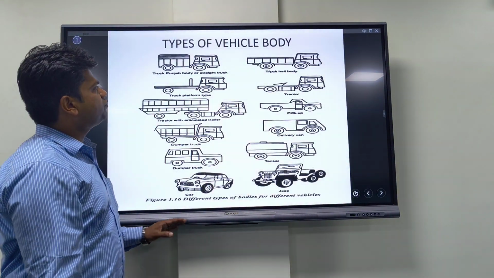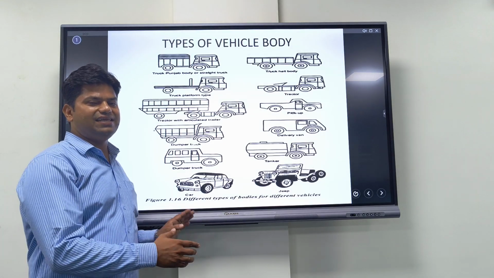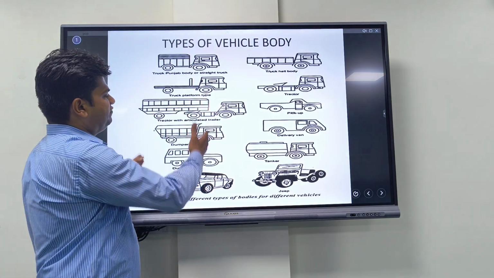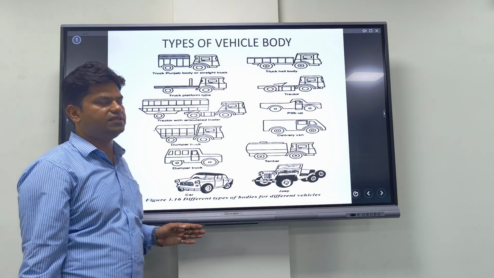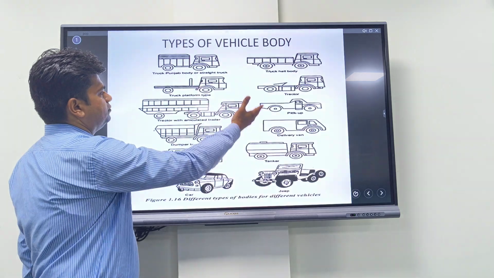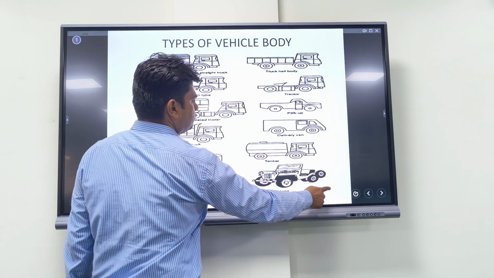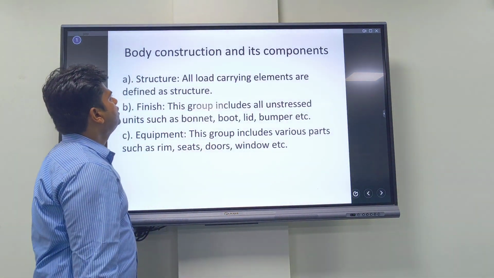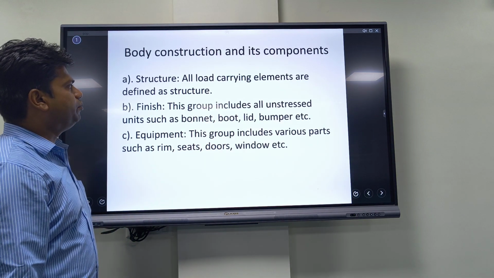There are different types of vehicle bodies. You can see easily that there are different types of vehicle bodies, depending on requirement. Next slide. Body construction and its components.